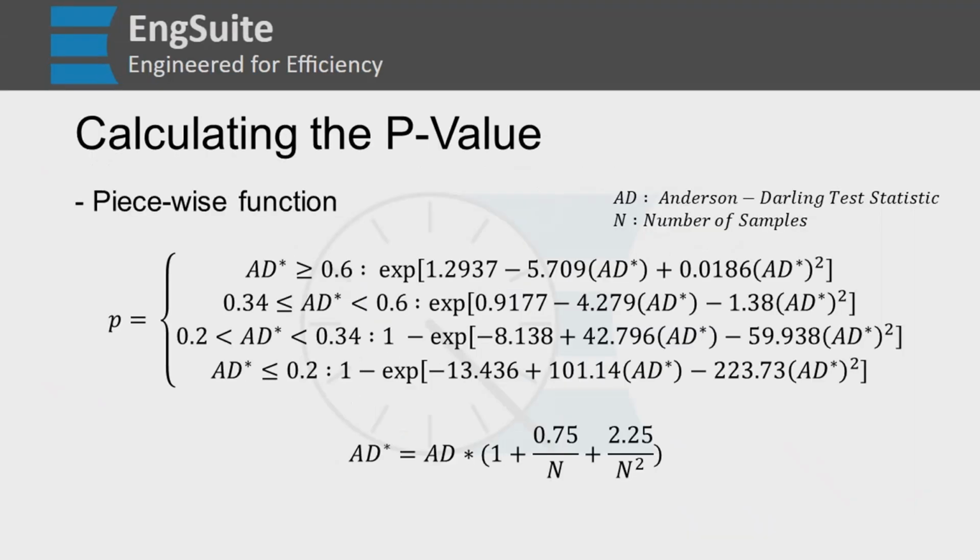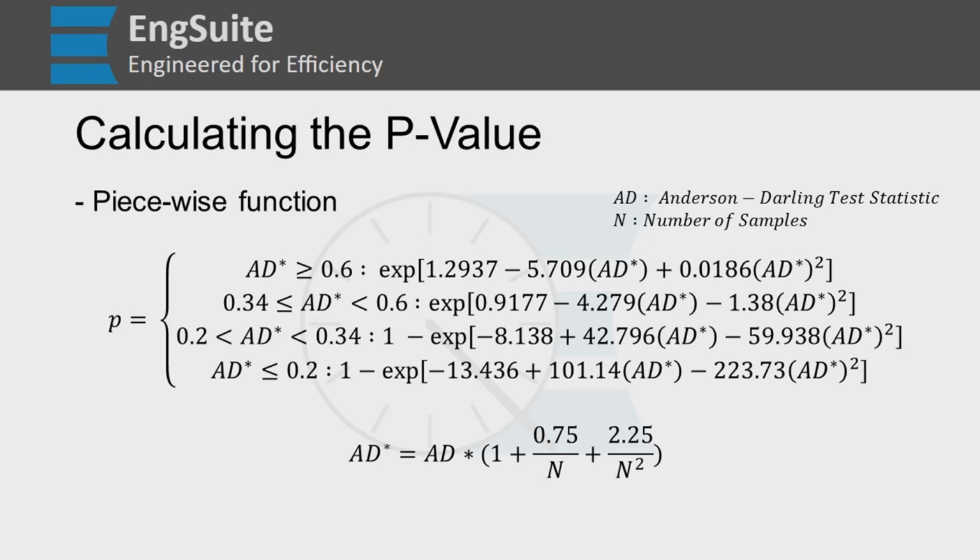Once we have our Anderson-Darling test statistic, we can use that to calculate the p-value. We can take our piecewise function, where each of these lines is a different function based on what the AD star value is. AD star is our modified Anderson-Darling test statistic. We calculate that using the equation on the bottom here: AD star equals the Anderson-Darling test statistic times 1 plus 0.75 over n plus 2.25 over n squared. Again, n is the number of samples.